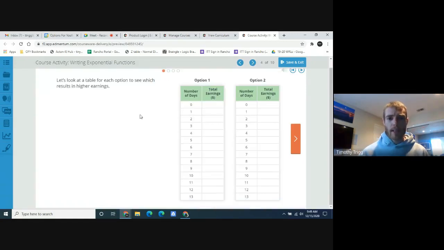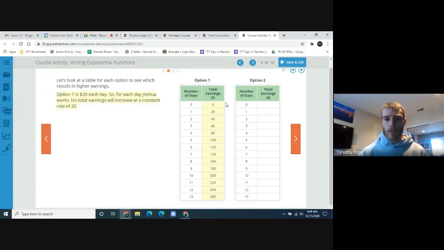Well, let's look at basically the options. So option 1, the total earnings. In the start, he earns nothing, but after the first day, he gets $20. Oh wait, he gets $20 more each day. So on the second day, he gets $40. On the third day, he gets $60 for his day of work. On the fourth day, he gets $80 for that day of work. Okay, you can see by the 13th day, he's earning $260 a day. Not bad.